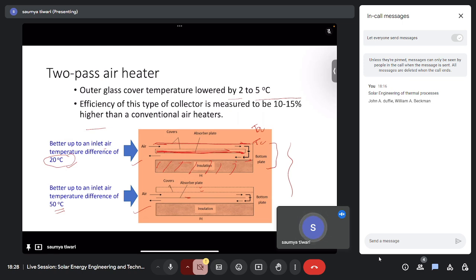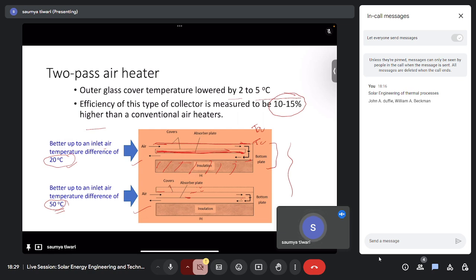and then your absorber plate. So your air is being preheated in this second cover and your absorber plate. So the temperature difference is around 50 degrees Celsius now. So basically it's how these configurations suggest how we can increase the efficiency by minimizing the heat loss to the atmosphere. So you can see the efficiency of this type of collector is measured to be 10 to 15% higher than the conventional air heaters.